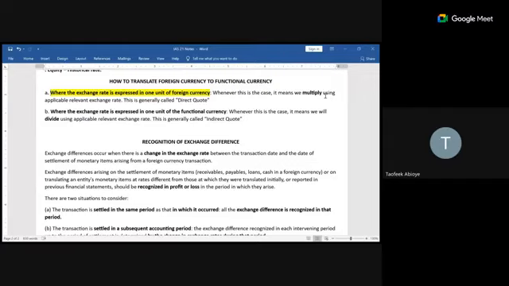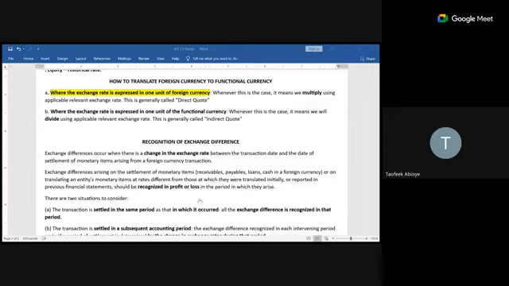If it is functional, you are going to divide, and that is an indirect quote. But if it is the one that has foreign currency that has 1 unit, please just multiply. So in this question, are we going to multiply or divide? That's the question. And if you look at it, we are going to multiply.